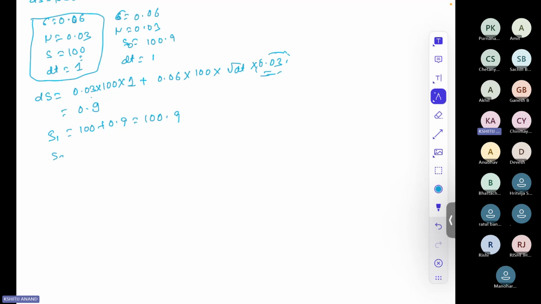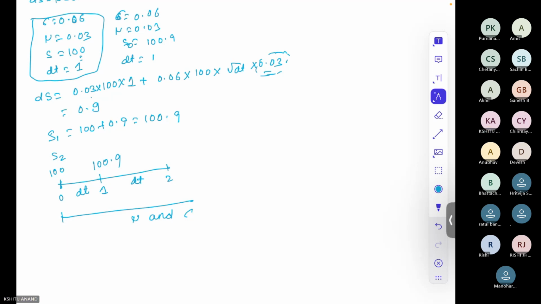So similarly, you can get different values of stock prices in different time instants. For example, at time instant 0, it was 100. After 1 time instant, basically dt time, it is 100.9. Now you can calculate what will be your stock price at 2, right? So you can calculate it. Just go through the fact that we are assuming the mu and sigma to be constant, right? So this is an important assumption that you must pay attention to, right? Mu and sigma are constant.